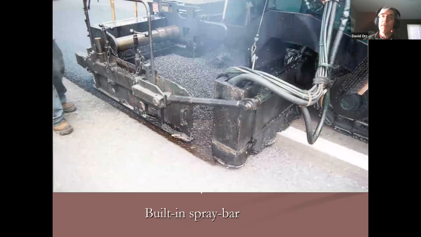Now, notice they've got a built-in spray bar. They're still using a tack coat. Anytime you use hot mix, you need a tack coat. And that's true even with a micro paving. And you can actually see the brown emulsion being put down before the quote unquote hot mix comes down.